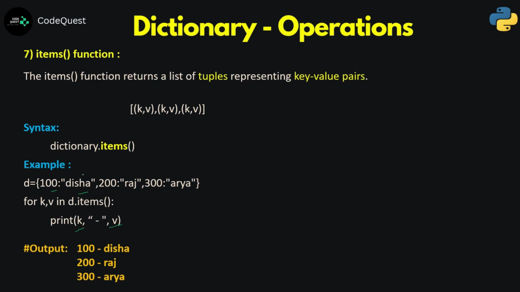So for the first item, items is going to retrieve 100 and Disha in the form of this tuple. Now this k is going to take care of this key and v is going to take care of this value. So as a result, we get 100 hyphen Disha for the first item. Similarly, for the second item, we are going to get this 200 and Raj, and similarly, the third one 300 and Arya.